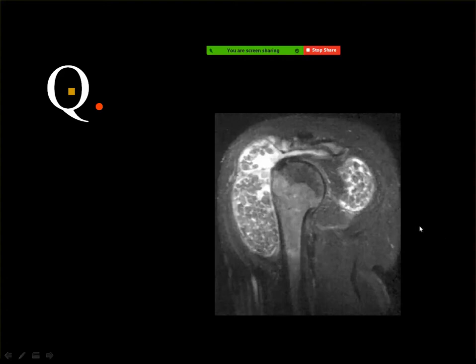So now we have, this is the MRI of the shoulder, and you see that this is the gradient image. The shoulder joint is distended by fluid, and there are so many, let's say, loose bodies or low signal lesions. Then what do you think of this case?